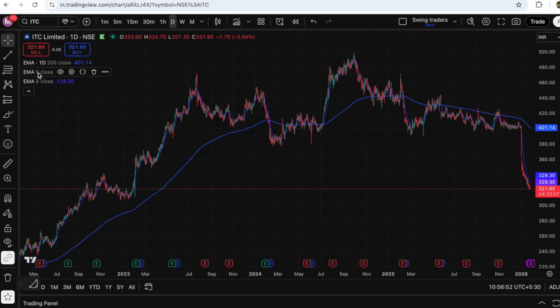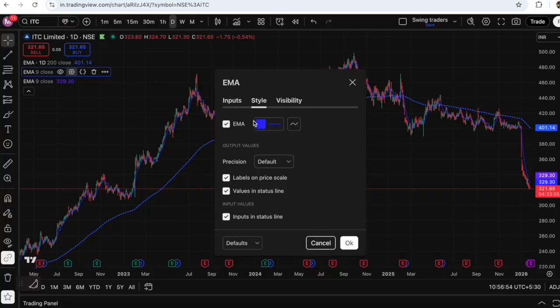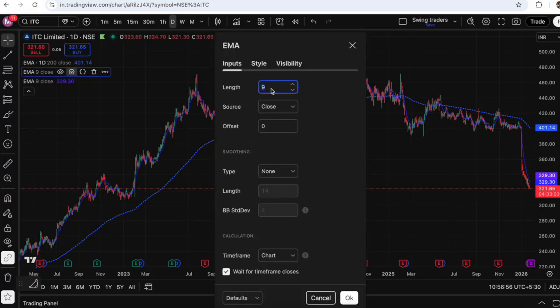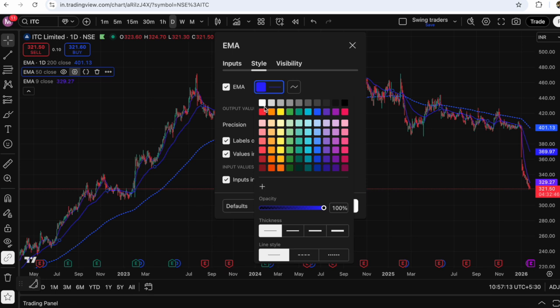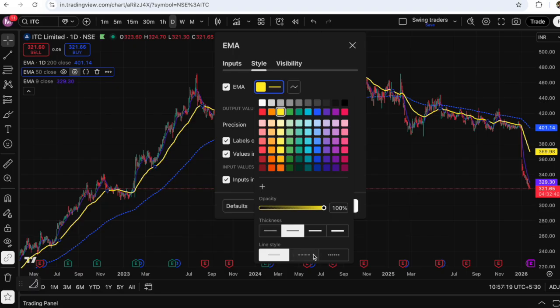So the first one I'm going to change to 50. I am going to make the length 50. This also will create one particular line. It will average the last 50 candles and create one line. I'm not going to change the calculation here. I'm going to keep the time frame as chart, and I'm going to keep the style here as a yellow color, make the thickness somewhat broader, and let it be a straight line instead of broken lines.